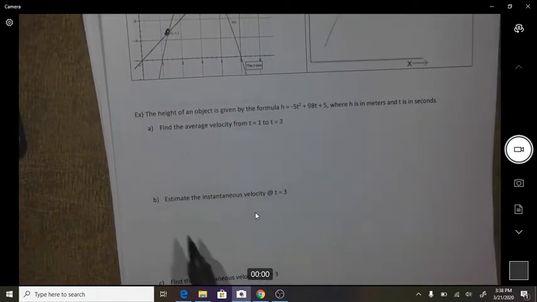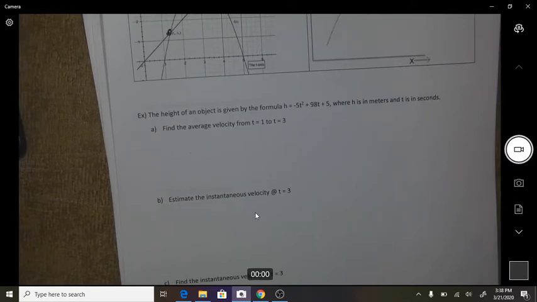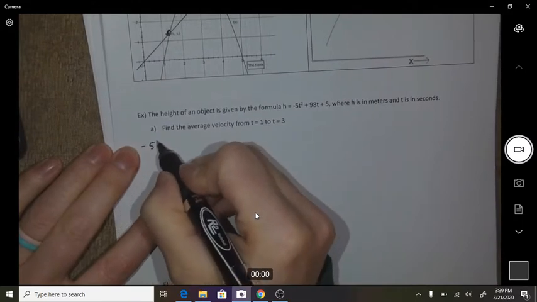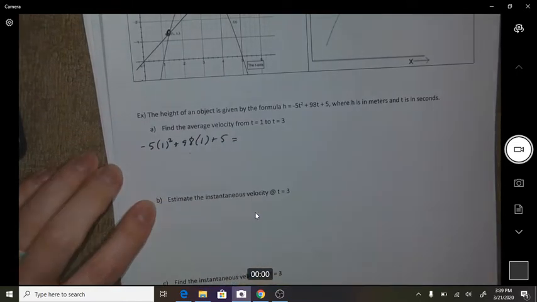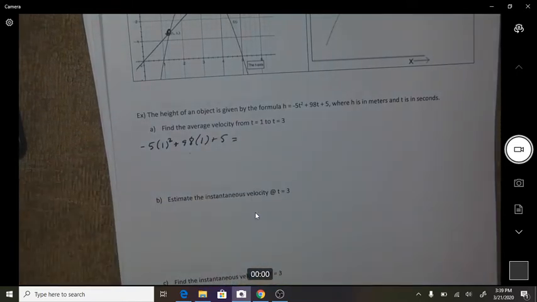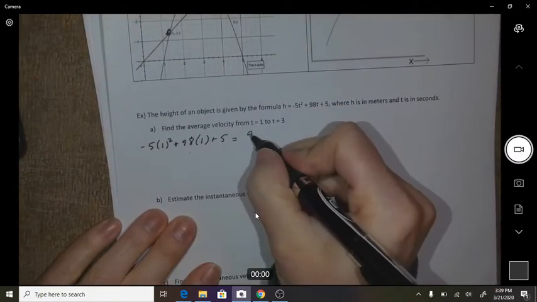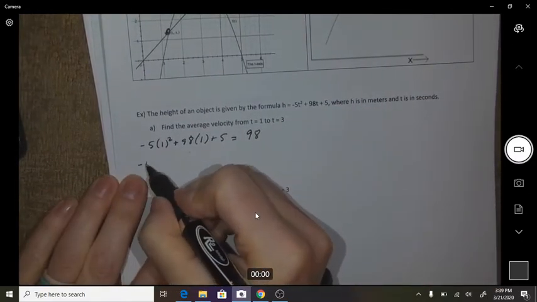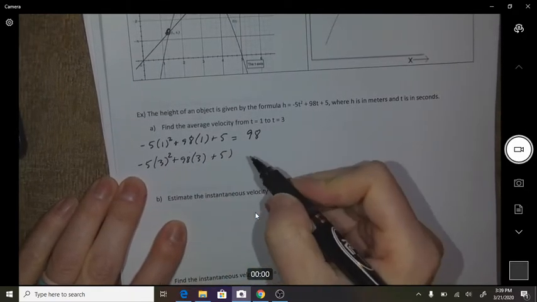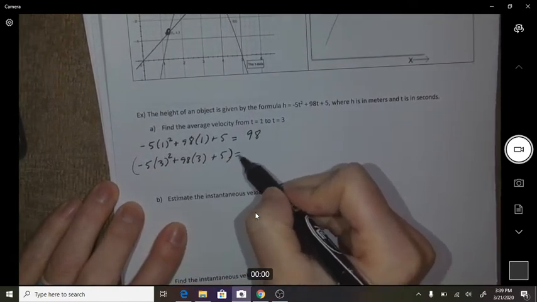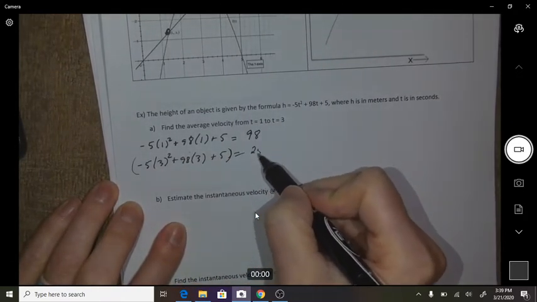Okay, height of an object is given by this formula. H is in meters, t is in seconds. Find the average velocity from time is 1 to time is 3. So you're going to have to insert a 1. When you input 1, your output is 98. And you're also going to have to input a 3. So when you input a 3, your output is 254.